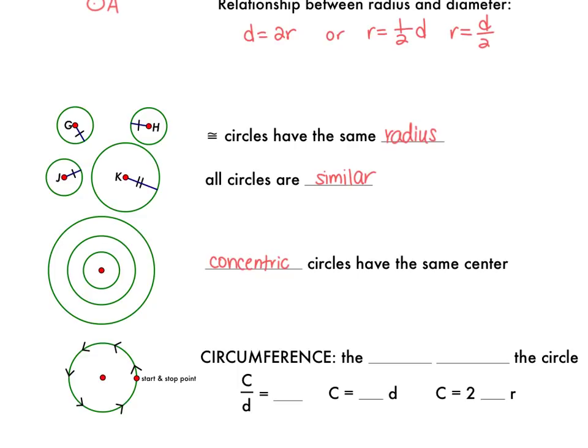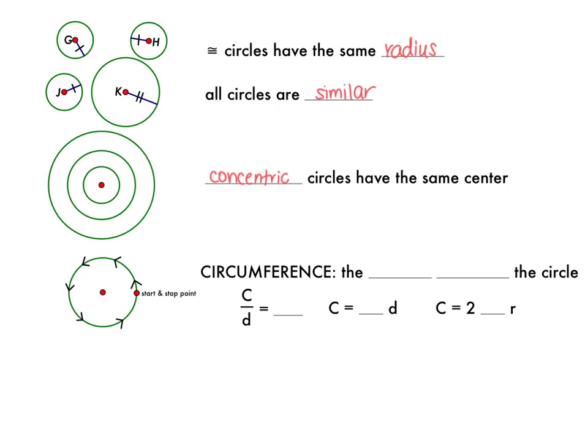And then you should know this next one too: the circumference is the distance around the circle. And you should know the formula too. The formula for circumference is C equals pi times diameter, or C equals 2 pi r. That's the most common one we see.